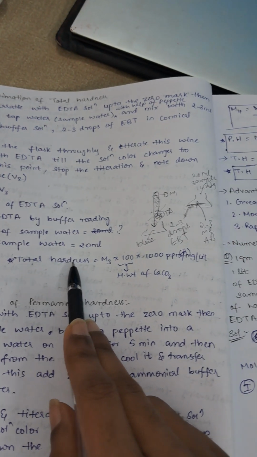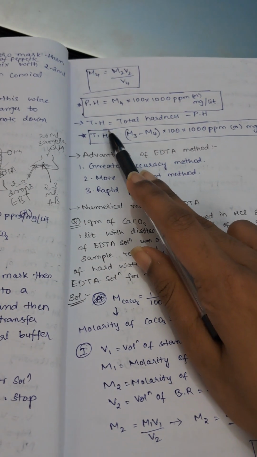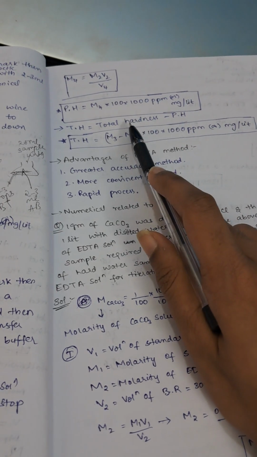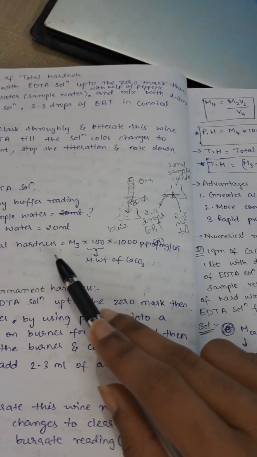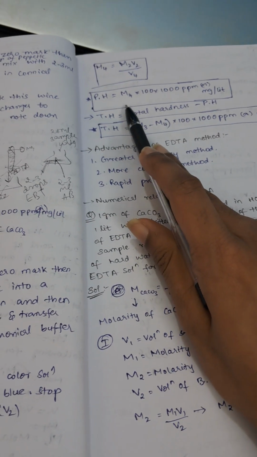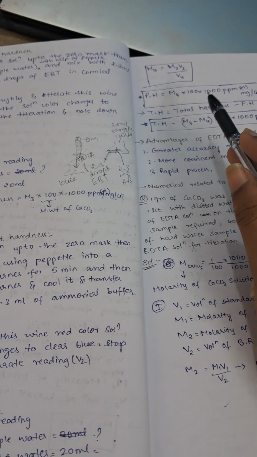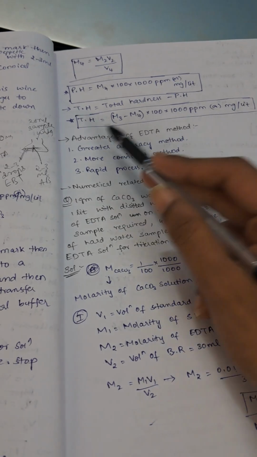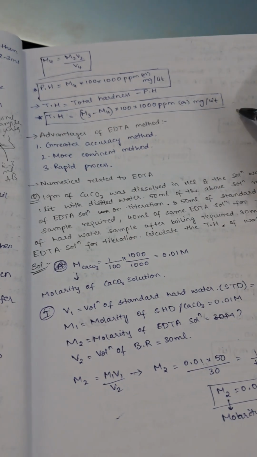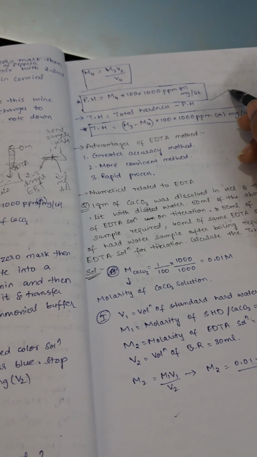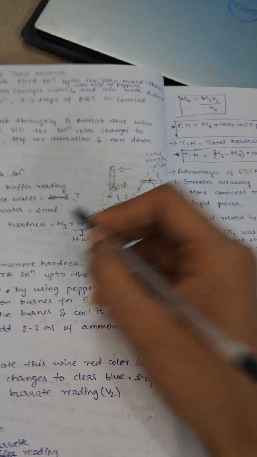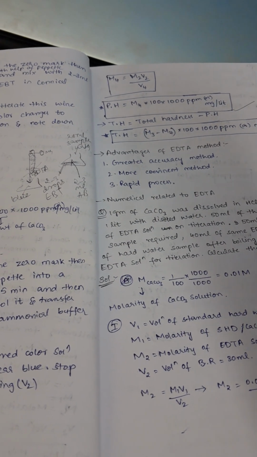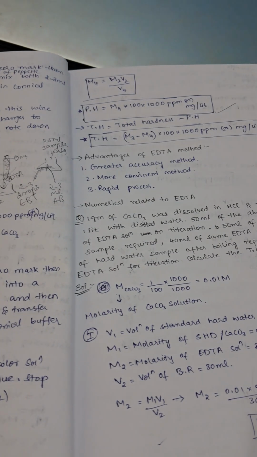This is total hardness. Now we can find temporary hardness as total hardness minus permanent hardness. So total hardness minus permanent hardness is M3 minus M4, (M3 minus M4) into 100 into 1000 ppm or mg per liter. This is temporary hardness. This is permanent hardness. This is total hardness. That's it. So from this we can find out hardness. We can estimate hardness by using the EDTA method.